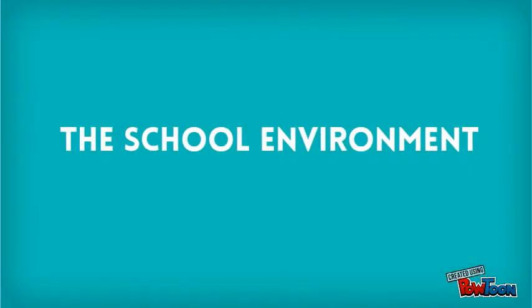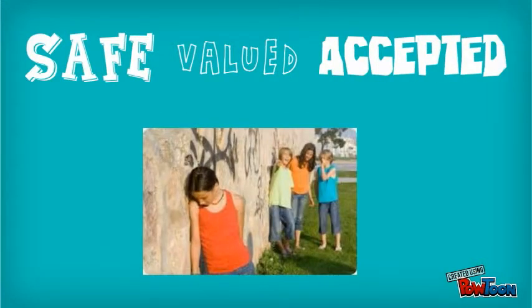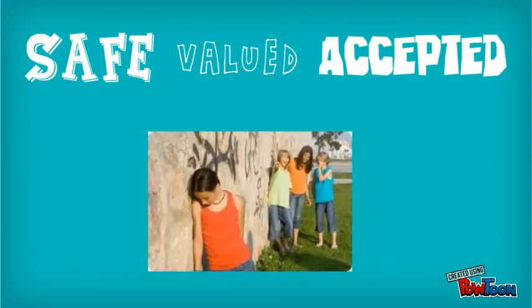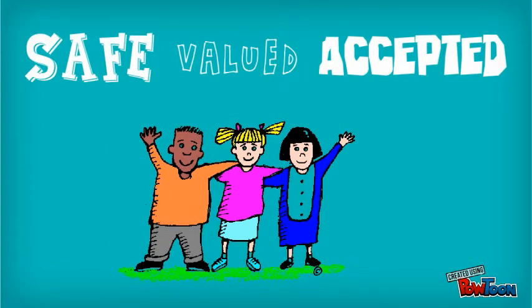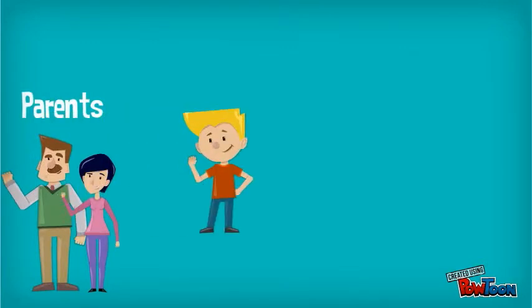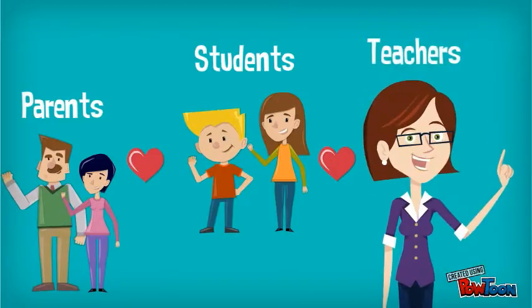School environment. If students are within an environment where they feel safe, valued, and accepted, they are more likely to achieve. As a teacher, you are responsible individually as well as collaboratively to create positive relationships between students, staff, and parents that ensure a safe, warm, and caring environment at the school.